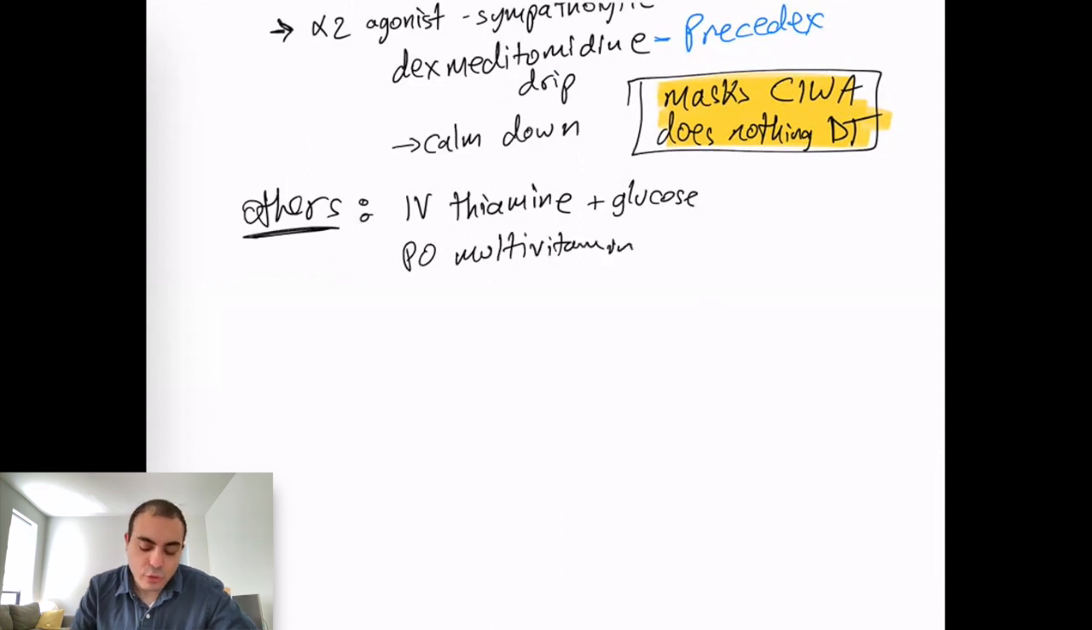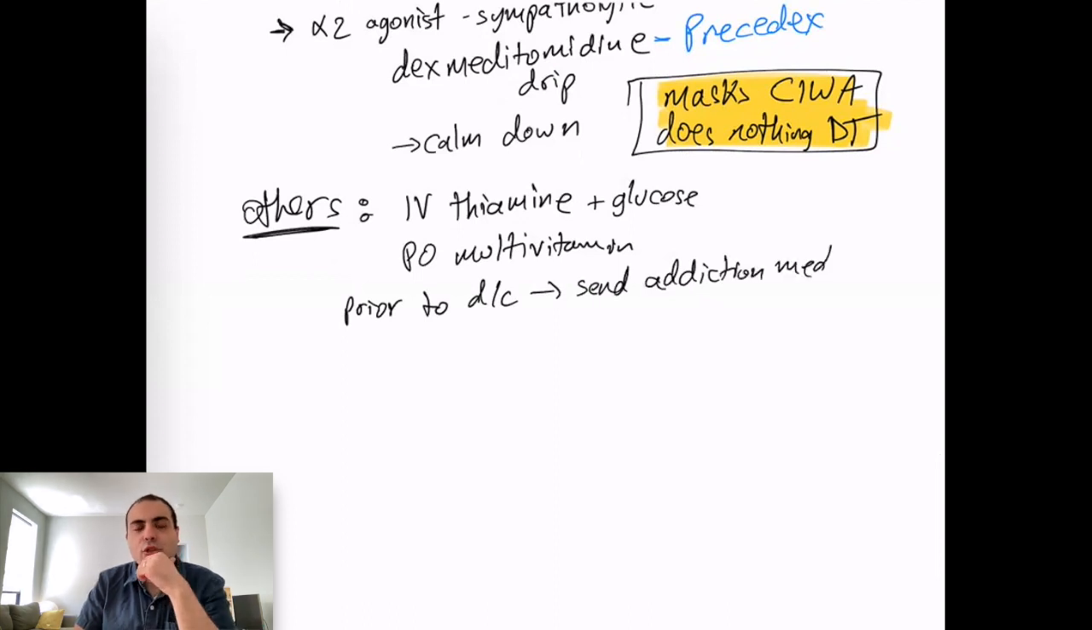And then before discharge, what are you going to do? You're going to send them to addiction medicine. That's usually only if they're willing to quit. A lot of people, you're going to discharge them, they're going to go back home, they're going to drink again. And it's like a cycle, okay?